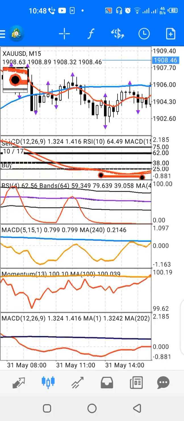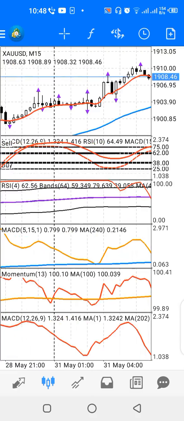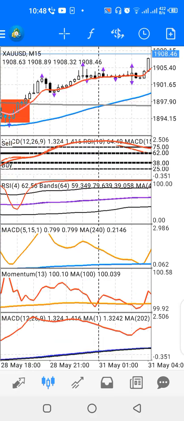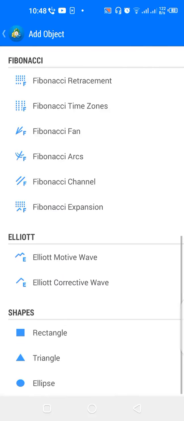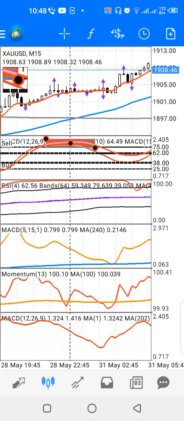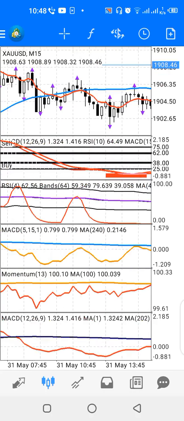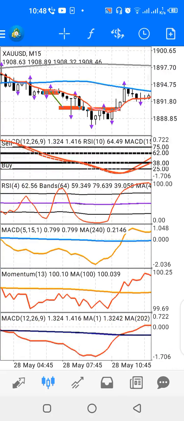More like you are at the support level. Try and look for a bullish candlestick signal or buy signal. And when the red line is above the 75 level, you are at the resistance or approaching resistance, look for a sell signal.